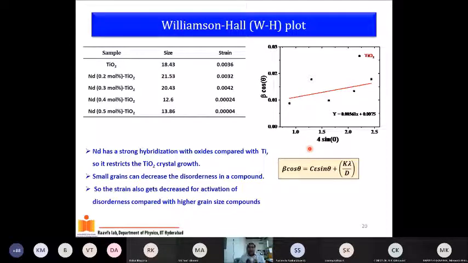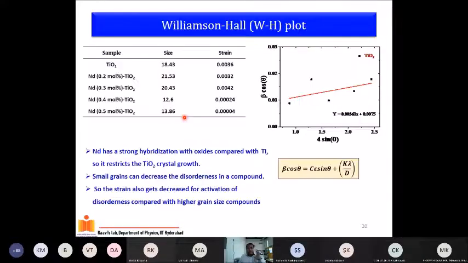Now, why we are so worried about strains is that when you talk about these nanoparticles, eventually the conduction has to go from one nanoparticle to another nanoparticle, so the grain boundary plays a strong role in the actual carrier transport. So the lesser the disorderness you introduce in the system, the better it is for your charge transport. And because of this reason, the doping of Nd is expected to reduce the crystal growth, and that's why you see the reduction in the size as you increase the Nd concentration.